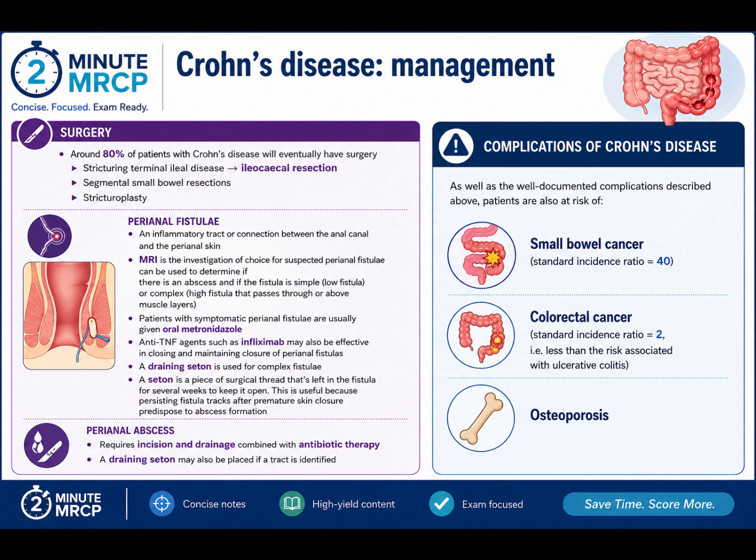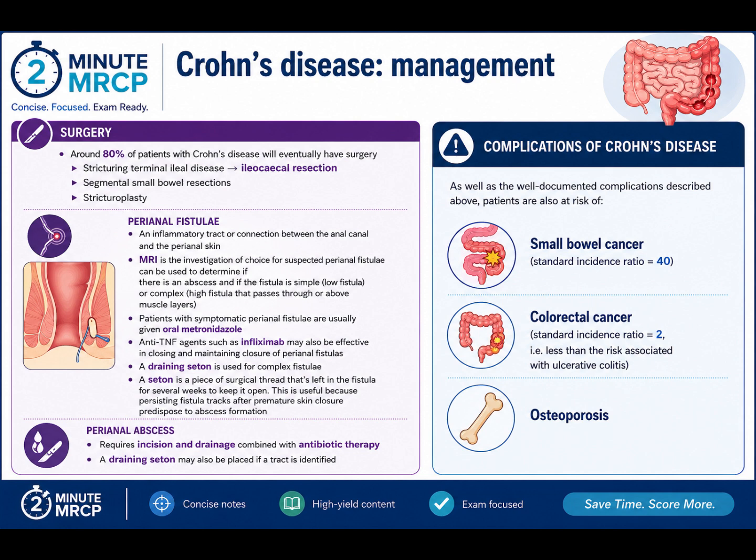Common procedures include ileocecal resection, segmental bowel resection, and stricturoplasty. For perianal fistulas, MRI is the investigation of choice. It can be used to determine if there is an abscess and if the fistula is simple or complex. Patients with symptomatic perianal fistulae are usually given oral metronidazole. Anti-TNF agents such as infliximab may also be effective in closing and maintaining closure of perianal fistulas.